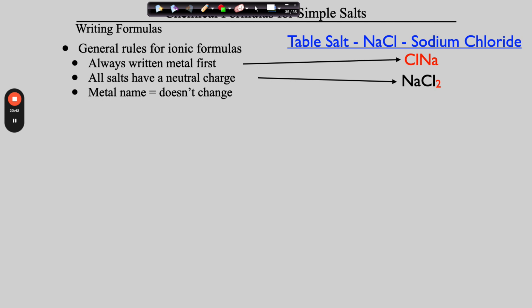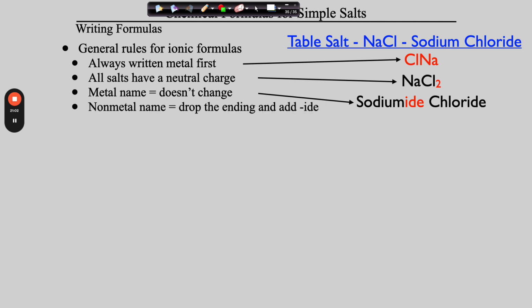So then guys, number 3. When you name these salts, you don't change the name of the metal. You have never heard of sodiumide chloride. You don't change the name of the metal. But guys, when we name these, we do change the name of the nonmetal. We drop the ending and add IDE. We know this because you've never heard of sodium chlorine. What you have heard of is sodium chloride. Again, the idea is that we drop the ending and add IDE.